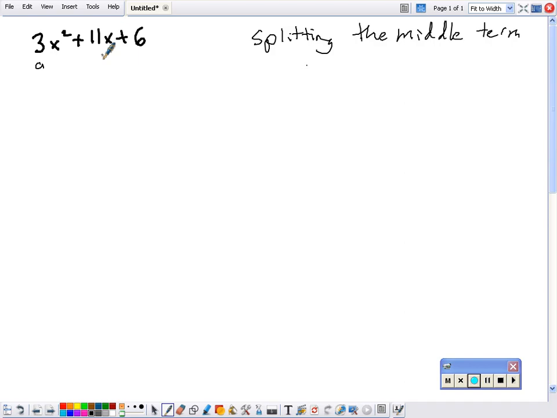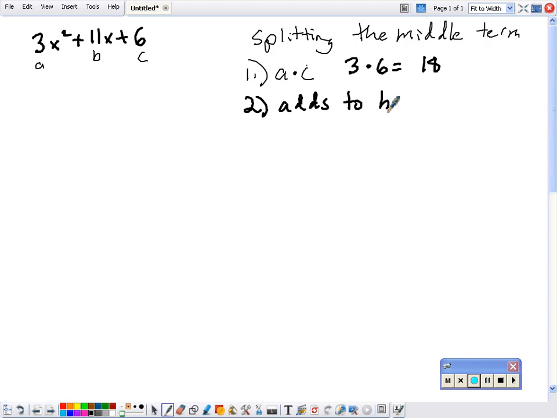So the first thing we want to remember is that 3 is A, 11 is referred to as B, and 6 is referred to as C. The first thing we're going to do is multiply A times C. In this situation, we've got 3 times 6, which gives us 18. The second thing we need to do is find something that adds to B, but multiplies to the product AC. So we need something that adds to 11, but multiplies to 18.